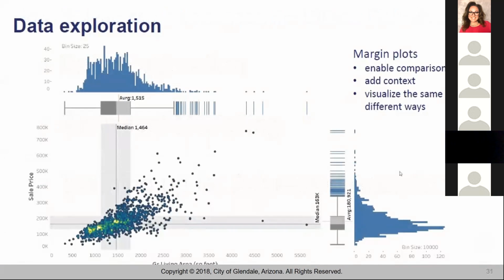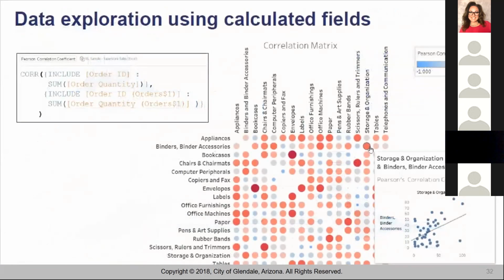Here was an example. He made this margin plot. It has a histogram, a scatter plot, and a box plot in it, and as you interact with one of them, it changes the other one, so you're getting to see fields in a variety of different ways. Tableau also has a great group of functions in calculated fields, like correlation. In the example I show, people that bought binders or binder accessories had a high probability of buying storage and organization supplies, and when you hover over, you see a Viz in Tooltip that shows that correlation.